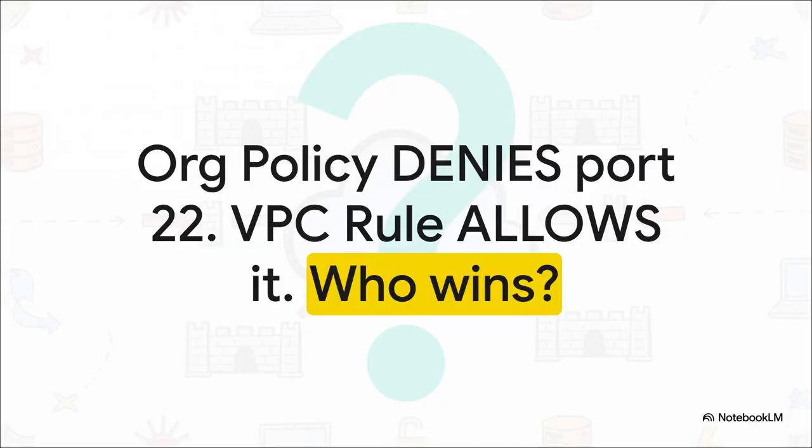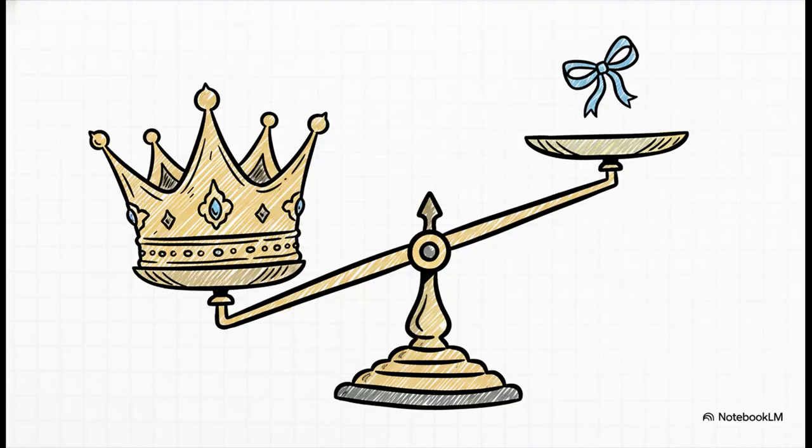Okay, pop quiz time. This is a classic exam question designed to see if you're paying attention. You've got an org policy that denies SSH on port 22 with a priority of 500. But down in your VPC, you have a rule that allows port 22 with a much higher priority of 100. So who wins? The org policy wins. It wins every single time. And that's the key takeaway here. Hierarchy trumps priority. A deny at the organization or folder level is an absolute veto. It cannot be overwritten by a local rule, no matter how low that priority number is.